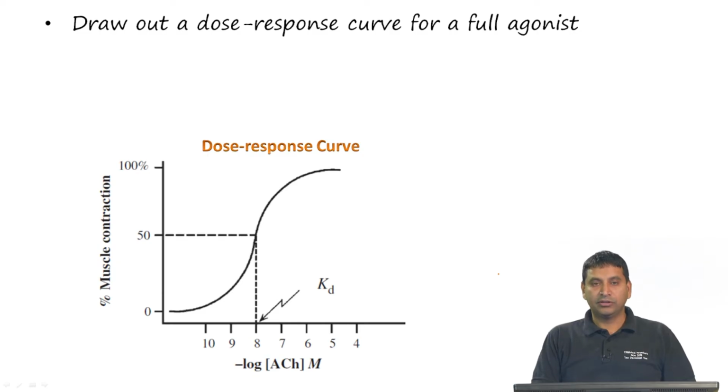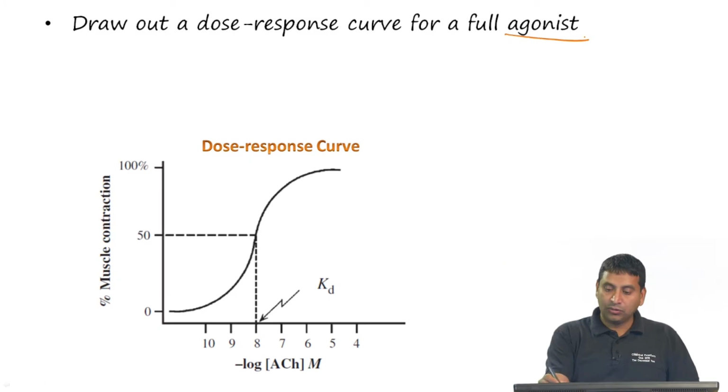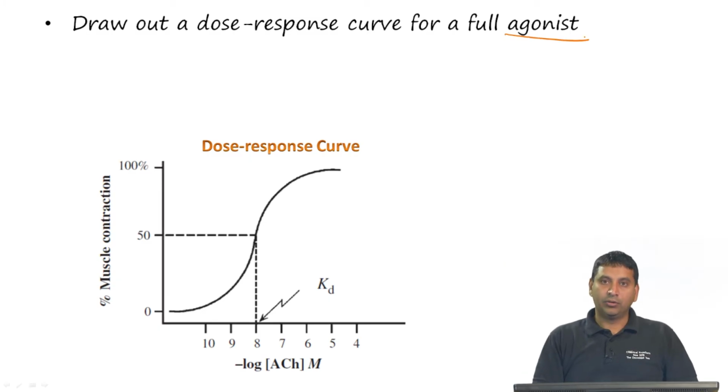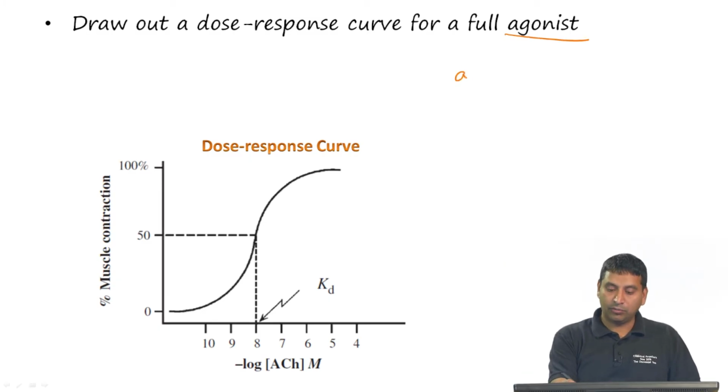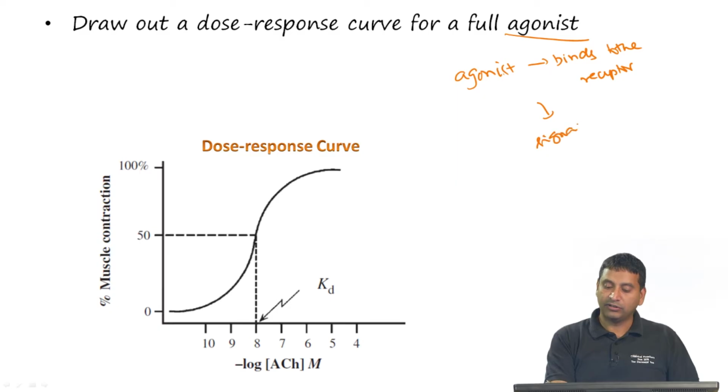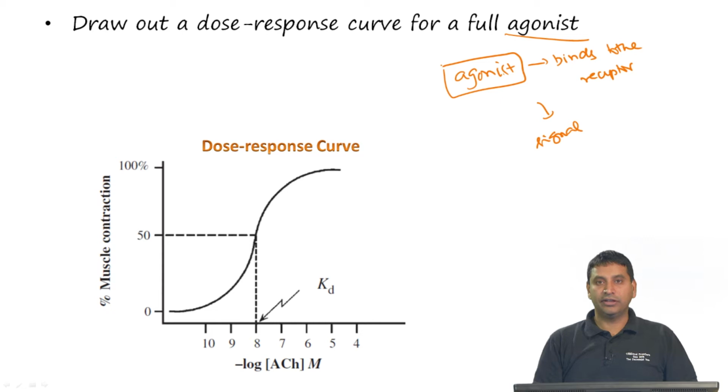So the first question is, draw out a dose response curve for a full agonist. So we have already studied, or we have already looked at, that agonist is basically a compound that binds to the receptor, right, and it also generates a signal, much like the natural ligand does. So an agonist is essentially close to or very similar to the natural ligand.